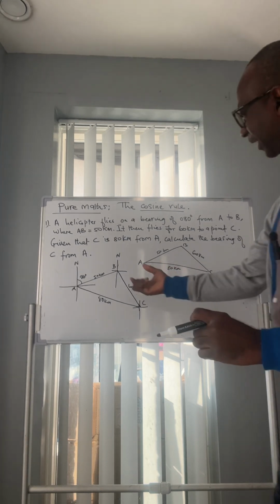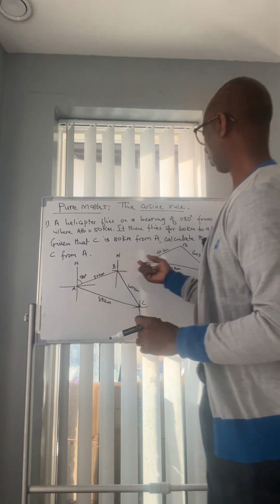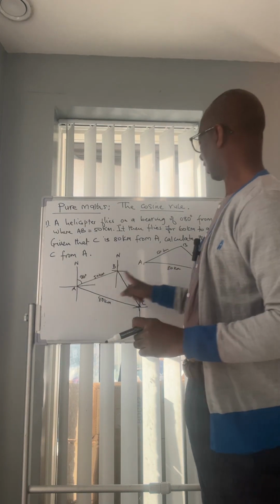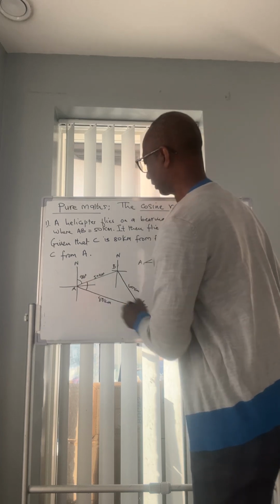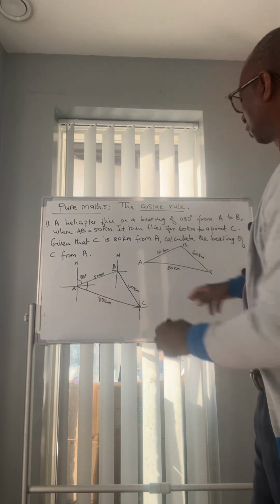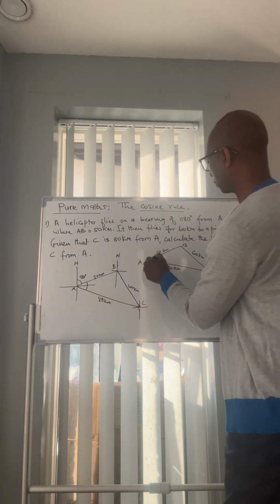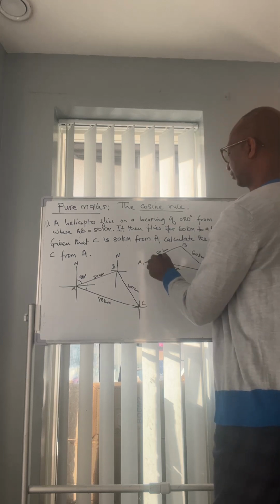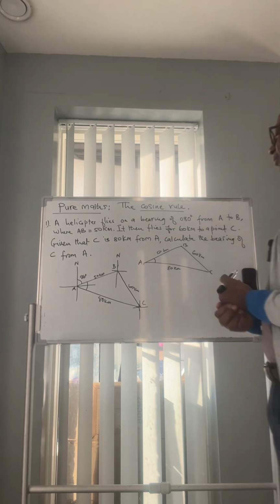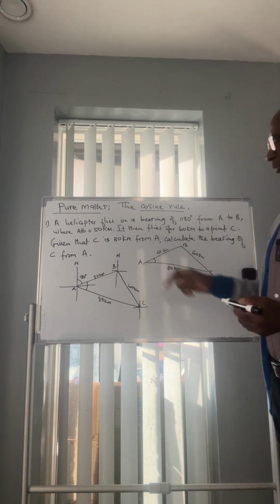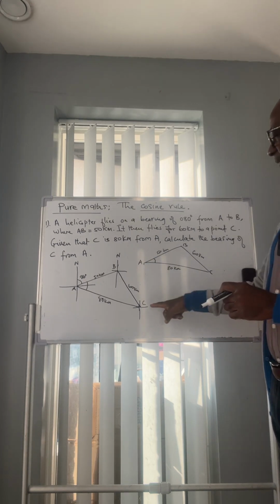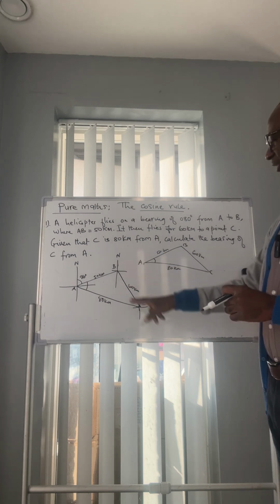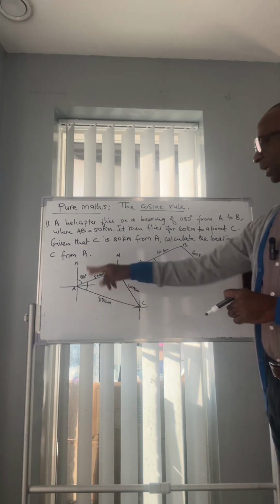Since we want to find the bearing of C from A, we need to know what this angle is, this entire angle inside here. In other words, we are going to look for this angle here. Once we calculate this angle, we'll be able to find the bearing of C from A.